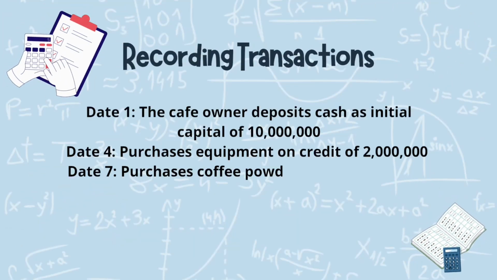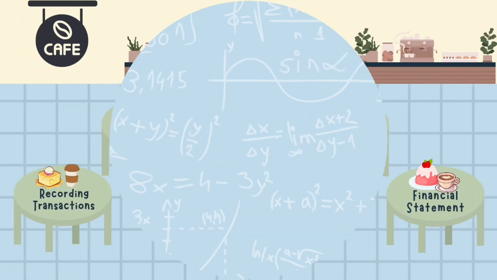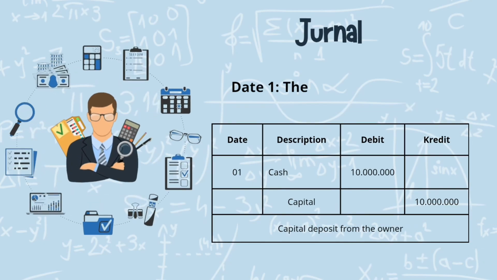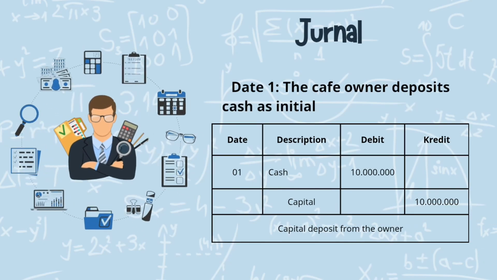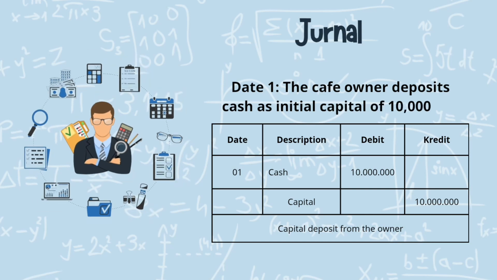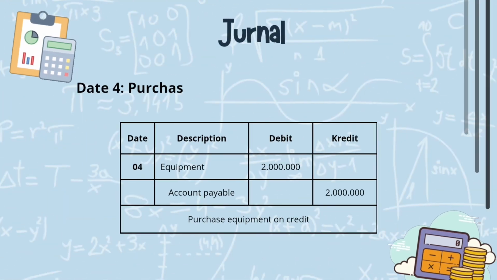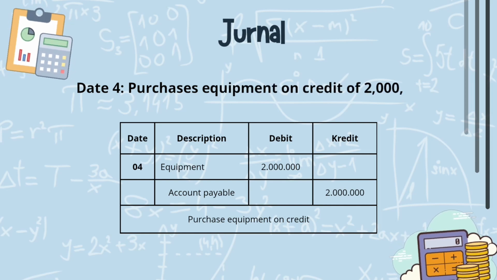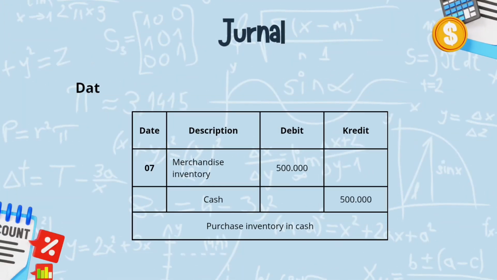The following are transactions that occurred on the 1st, 4th, 7th, 8th, 10th, and 15th. Second step. On the 1st, there is a capital deposit transaction from the owner in the journal with the cash balance increasing in debit and capital increasing in credit, each by 10 million. On the 4th, there is a credit purchase transaction for supplies in the journal with supplies increasing in debit and accounts payable increasing in credit, each by 2 million.